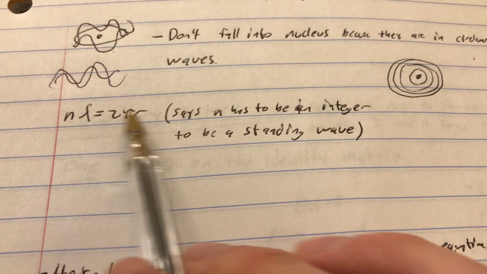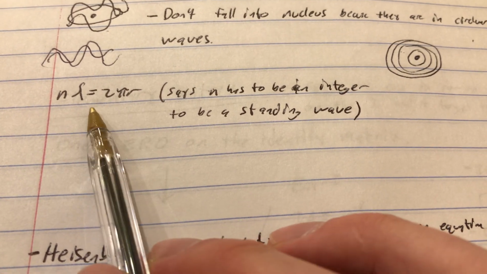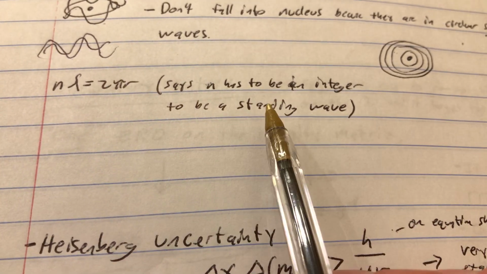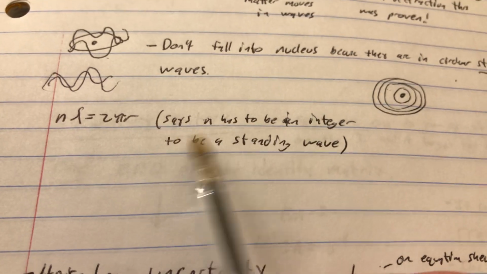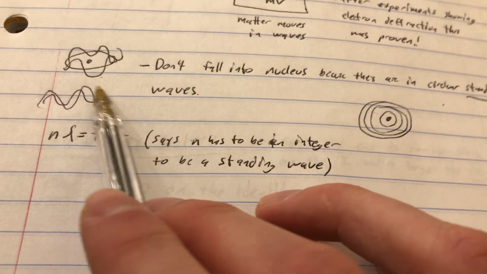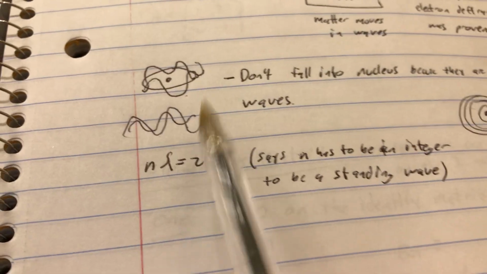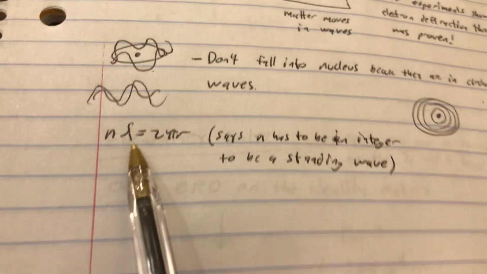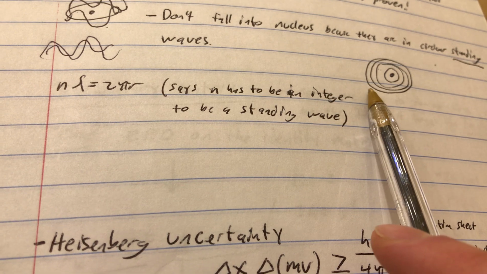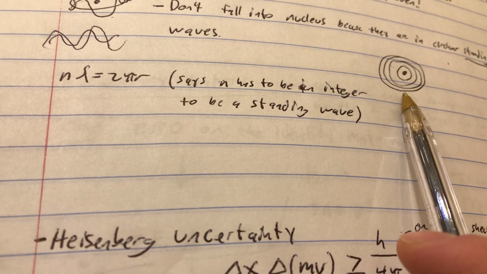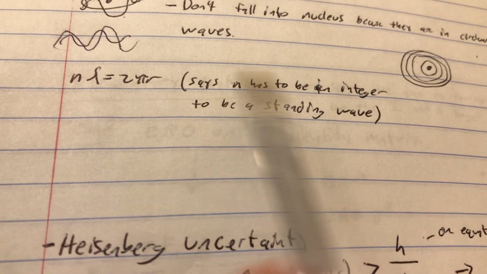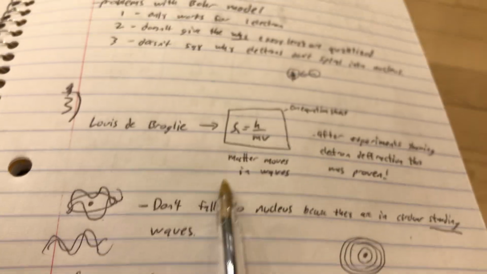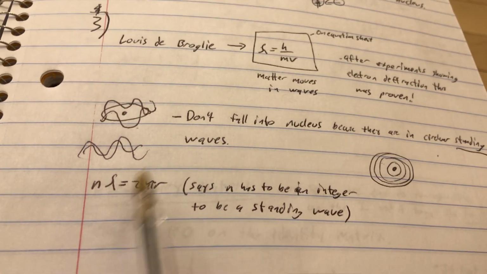And then this equation, I'm not sure, this wasn't on the homework, but this just says that n has to be an integer. So this also proves that since it is in waves, standing waves have to have an integer, or else it wouldn't be a standing wave. It also shows that in the Bohr model, there are energy levels. So this also complements the Bohr model in saying that these are standing waves.